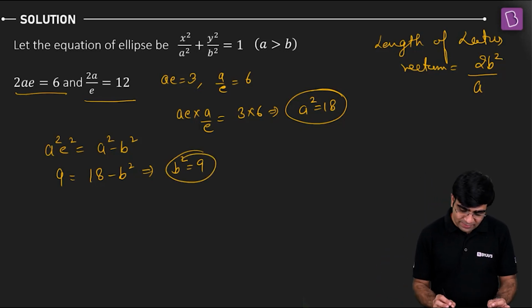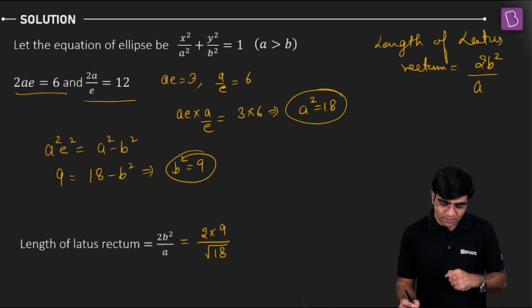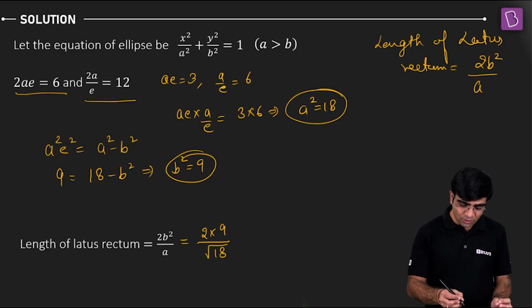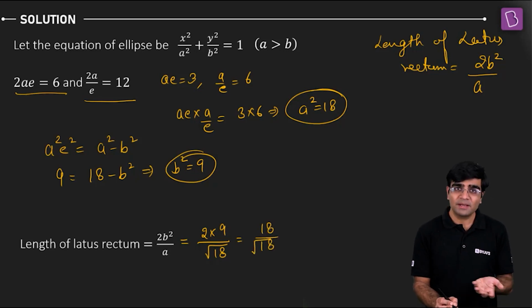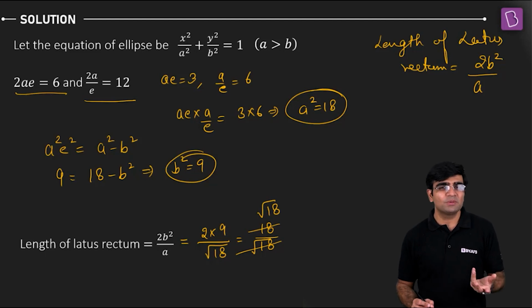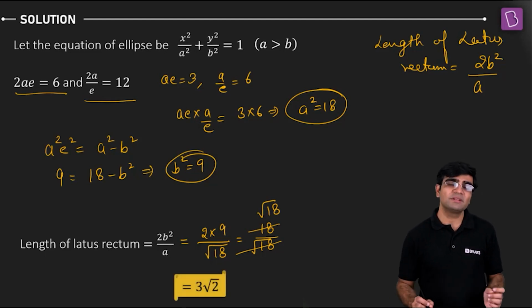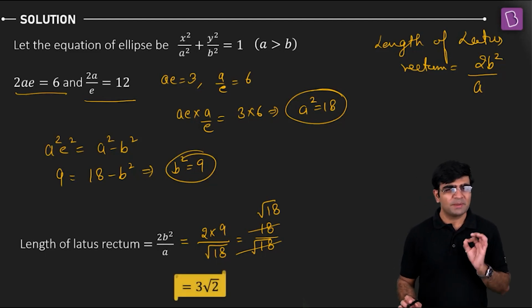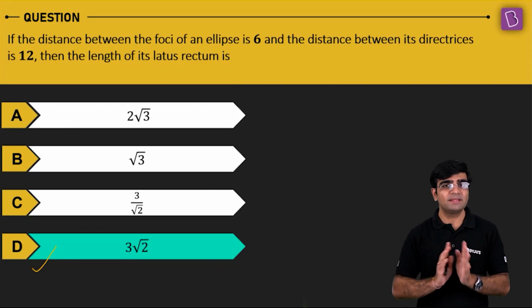Now, what do I have for the length of the latus rectum? It is nothing but 2B square by A. B square I have figured out as 9. A square is 18, so A is simply root 18, right? When I simplify it further, this is nothing but 18 upon root 18, right? 9 twos are 18. So this gives me simply root 18. And root 18 you can also write as 3 root 2. So the length of the latus rectum is equal to 3 root 2. Pretty simple one, right? Immediately move on to the D option, correctly tick it, click it properly, and then move on to the answer.